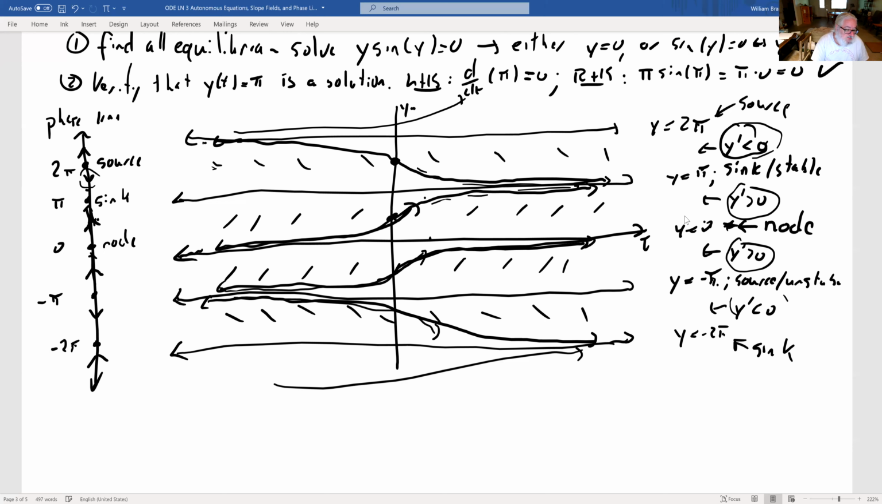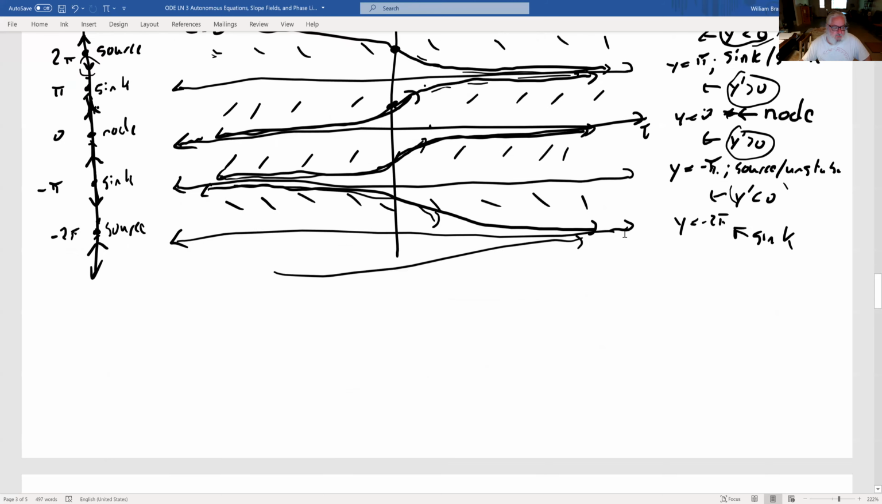At minus pi, everything is running away from it, so this is a source. And at minus 2 pi, everything's running towards it. So that's a sink. So the phase line is a little bit easier to see sometimes, whether it's a sink, a node, or a source. So that's what a phase line looks like.